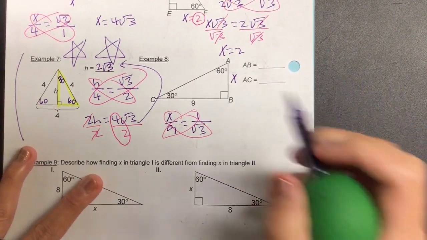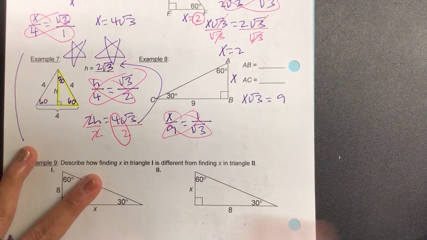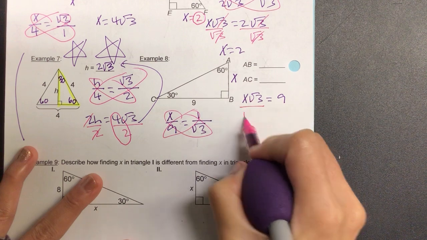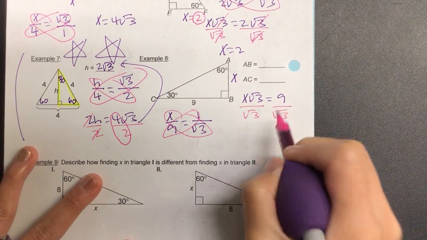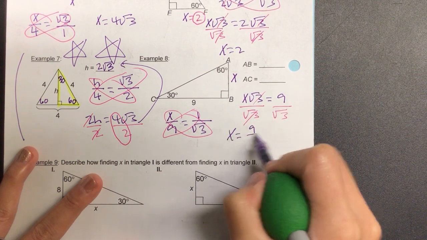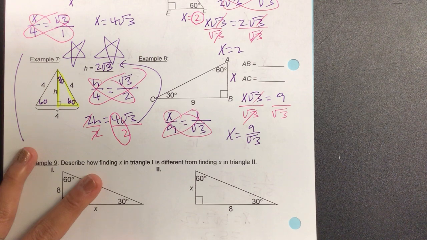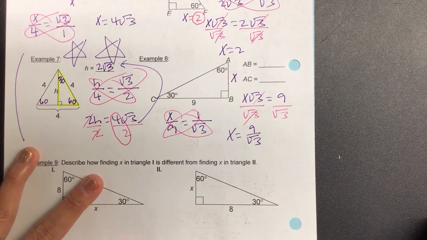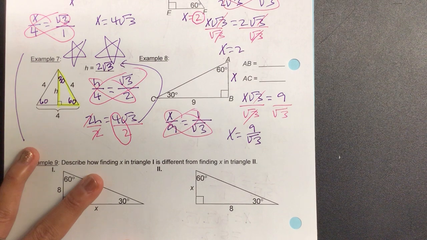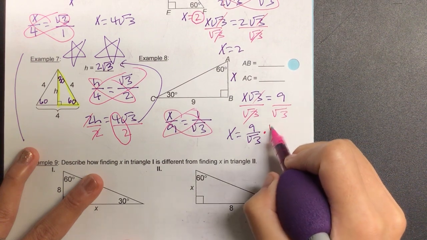Some people are not writing. Good luck to you. x root 3 is equal to 9, and we're going to divide by root 3. So I have x equals 9 over root 3. And that is not correct, meaning I'm not done all the way. Why is that the case? You can't have a radical on the bottom. What was the word? We need to rationalize.